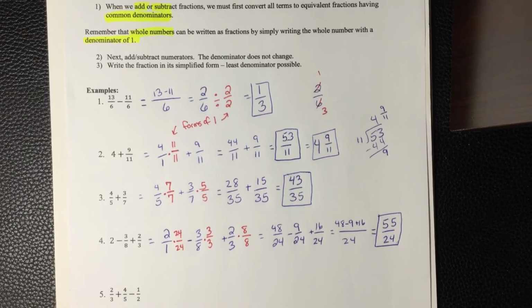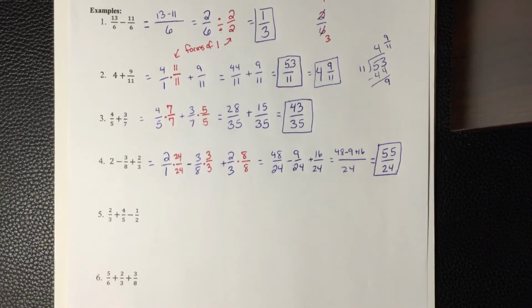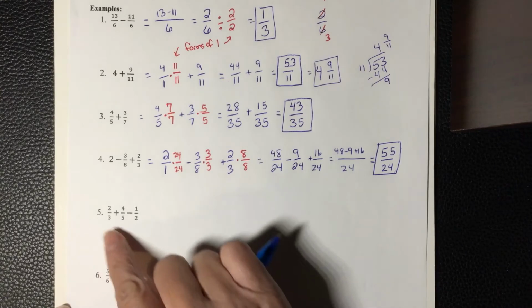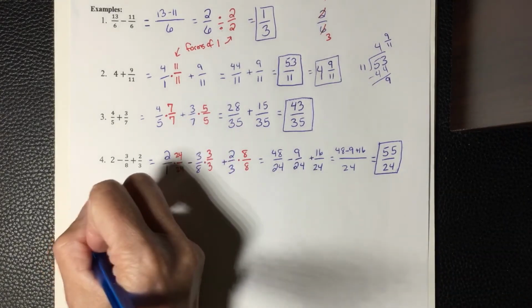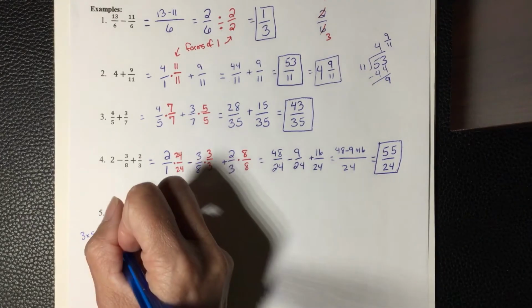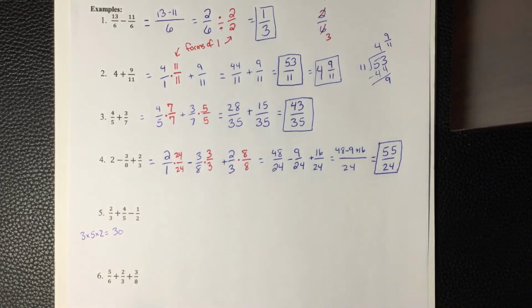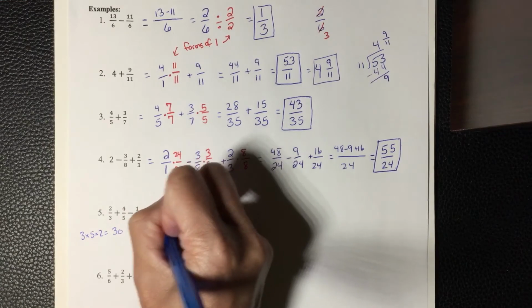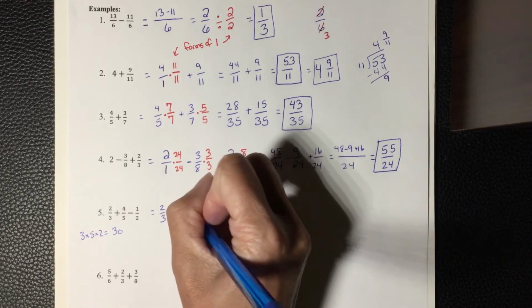All right, my last 2 examples, I'm going to have 3 denominators. So one way to get a common denominator is to multiply these together. So 3 times 5 times 2, that would give me 30. So I can use 30 for a common denominator. In this case, 3, 5, and 2, they don't share any factors except 1. So when I multiply them together, this does give me the lowest common denominator. So I'm going to write this, leaving myself some space.